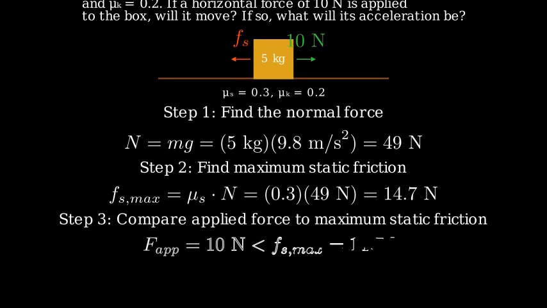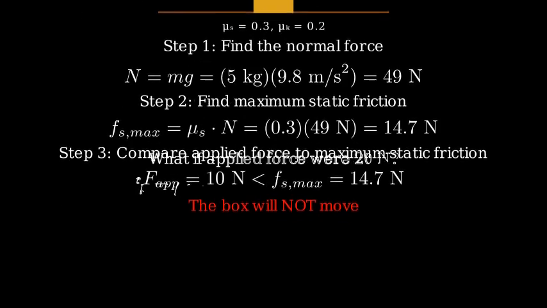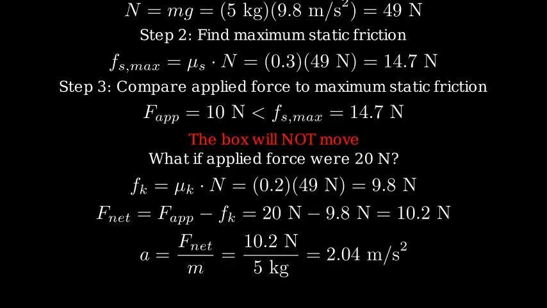Step 3. Compare the applied force to the maximum static friction. Since the applied force of 10 newtons is less than the maximum static friction of 14.7 newtons, the box will not move. If the applied force were greater than 14.7 newtons, the box would start moving, and we'd use kinetic friction to find the acceleration.